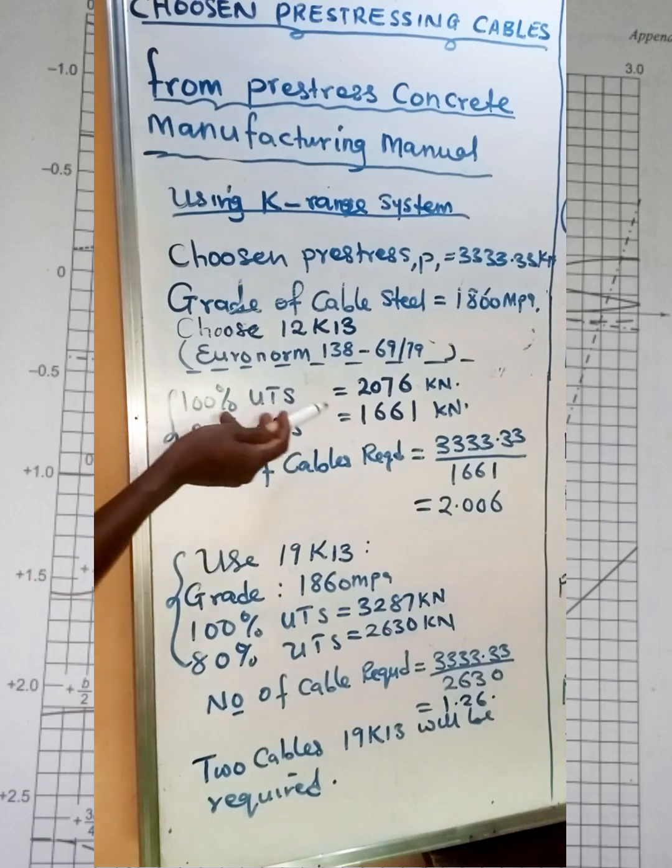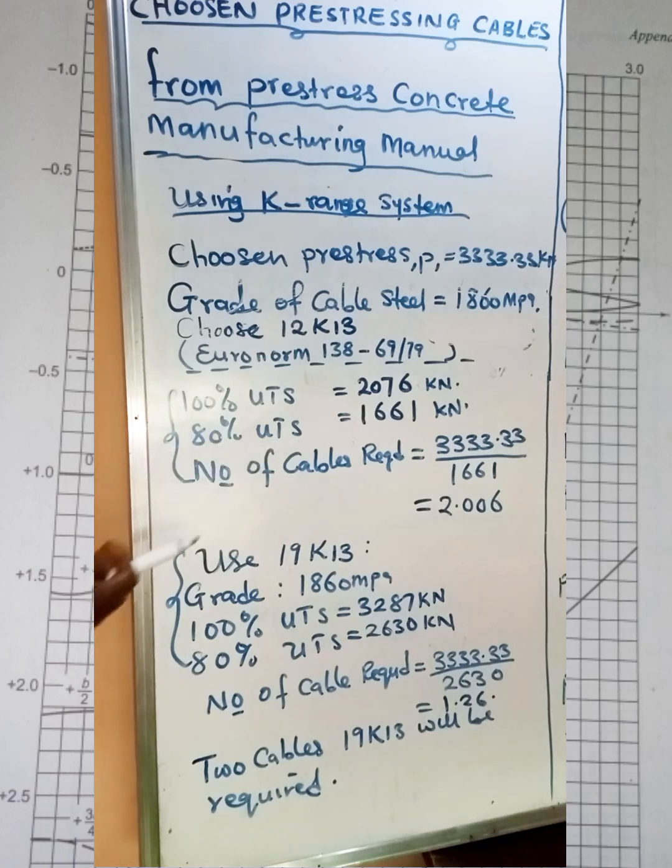So if you take 80% of the total tensile stress for this particular cable, you're going to have it as 1661 kilonewton as the value of the tensile strength. Okay, so if the ultimate tensile strength of this cable at 80% is 1661 kilonewton, which we are going to make use of because our cable, which we intend to stress, should not be stretched beyond 80%. So whatever force we are applying to the cable, we limit it to 80% of its allowable tensile strength.